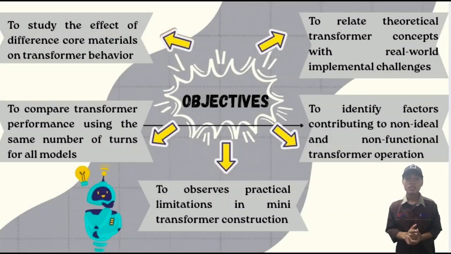Objective. The first one is to study the effect of different core materials on transformer behavior. Second, to relate theoretical transformer concepts with real-world implementation challenges. Third, to identify factors contributing to non-ideal and non-functional transformer operation. Fourth, to observe practical limitations in mini transformer construction. And the last one is to compare transformer performance using the same number of turns for all models.